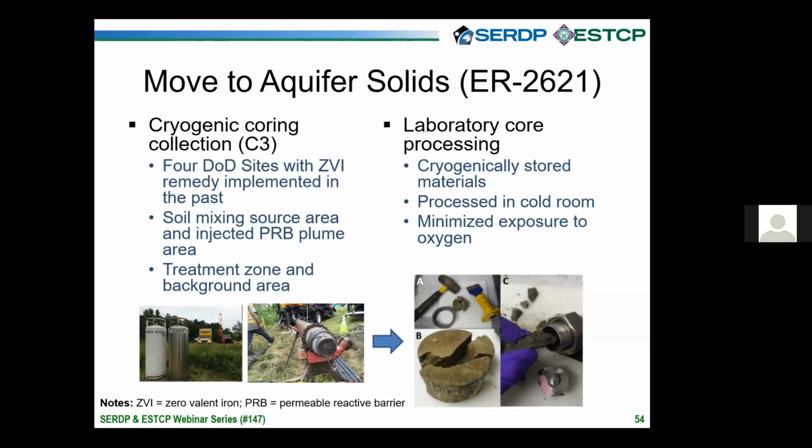The materials were collected from 9 different locations, including treatment area, background area, and downgradient area. They were collected by cryogenic coring method to preserve the biogeochemical conditions of the cores. The frozen cores were shipped to the lab and processed in a way to minimize exposure to oxygen.